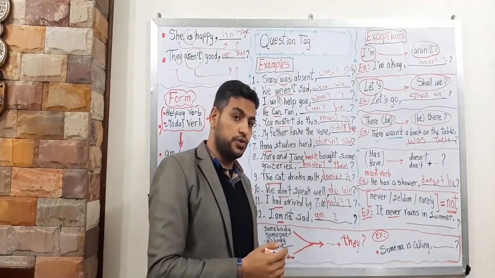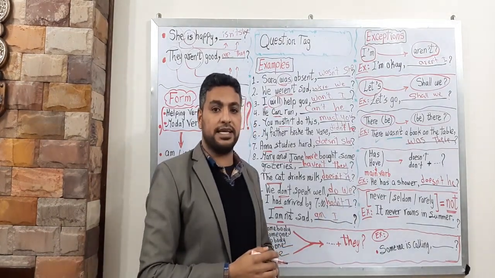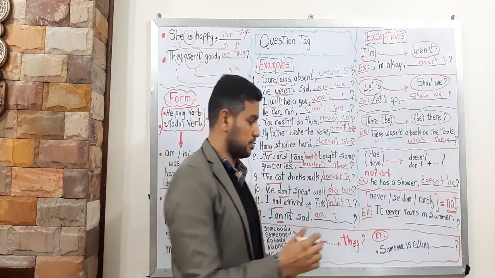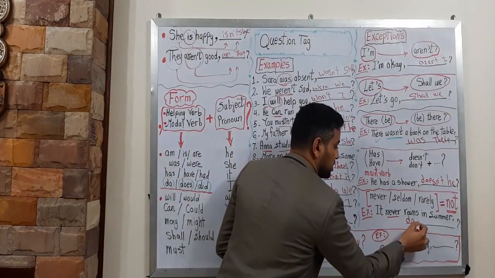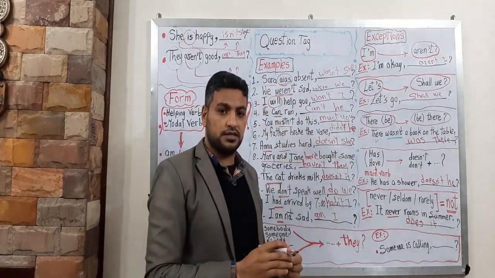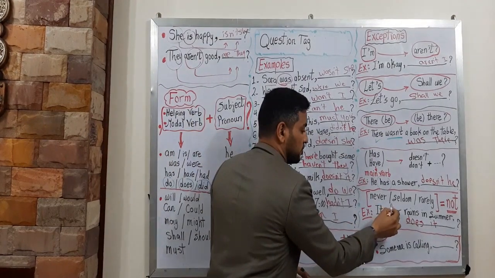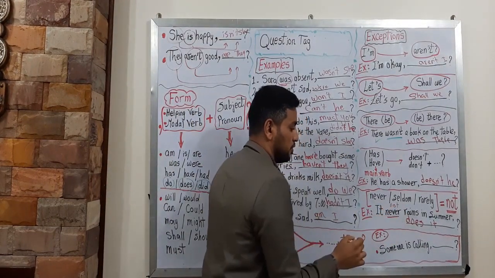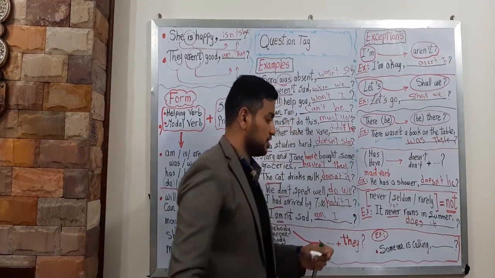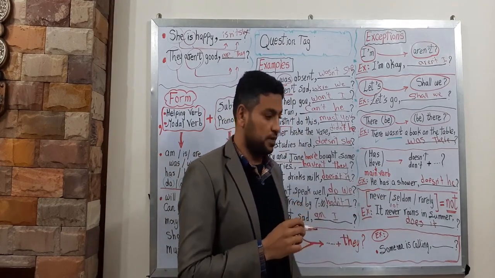So we have do or does. But here we have the subject pronoun it, so we can use does. So does it. So why don't I say doesn't it? Because if the sentence is negative, it's negative, right? We have not, we have never, we have seldom, we have rarely. It never rains in summer. So the sentence is negative, so the question tag will be positive.